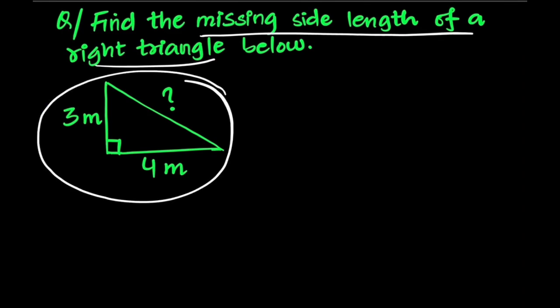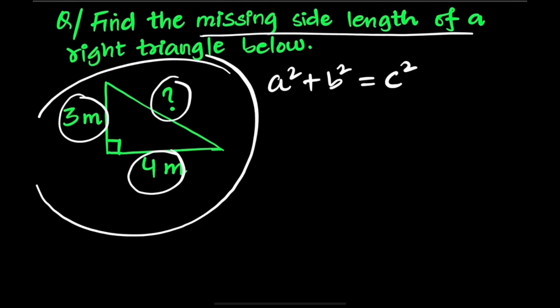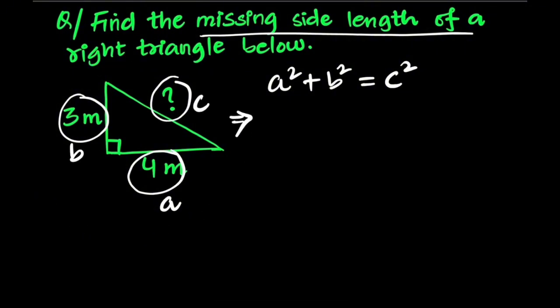Since this is a right triangle, according to the Pythagorean theorem, A square plus B square should be equal to C square. In this right triangle, the two shorter side lengths are already given and we are asked to find the longest side length, that is the hypotenuse. So let this side length be A, let this be B, and let this hypotenuse be denoted by C. Now substitute the values of A, B, C in the formula. A square means 4 square, B square means 3 square, which equals C square.